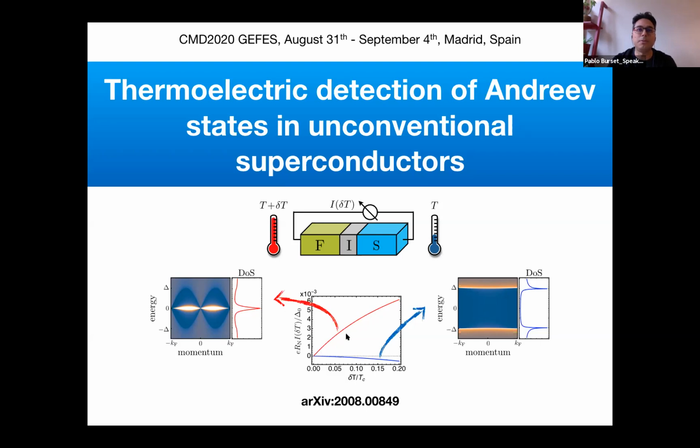The positive current is what happens when we have an Andreev bound state, and there is a sign change when there is no Andreev bound state. And I will explain the details of this in the rest of the talk. And this is the preprint that we have in arXiv.